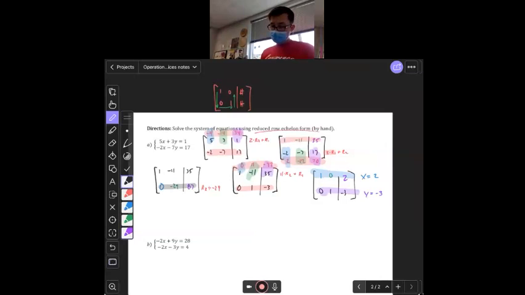I do want you guys to write your answers as ordered pairs. So that'd be 2, -3. You should be able to quickly check it. So 5 times 2 is 10. 3 times -3 would be -9. So 10 plus -9 is supposed to be 1. 1 equals 1. And -2 times 2 is -4. -7 times -3 is +21. It's supposed to be 17. And 17 equals 17. So see that our answer works.